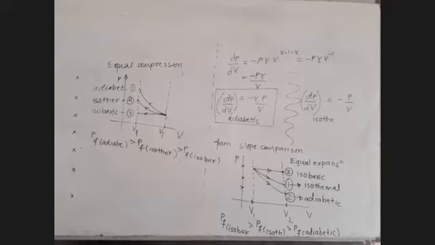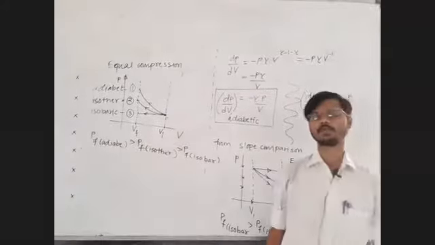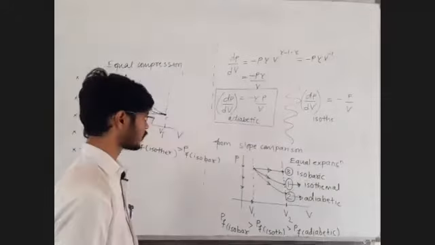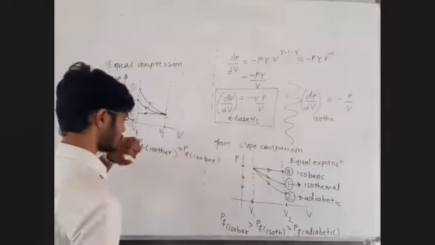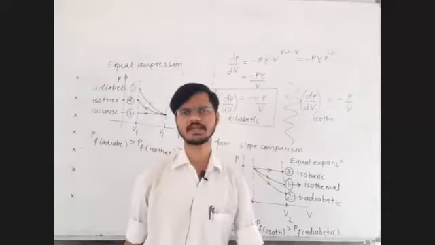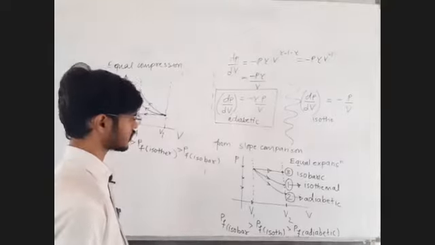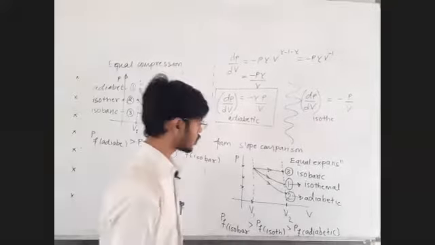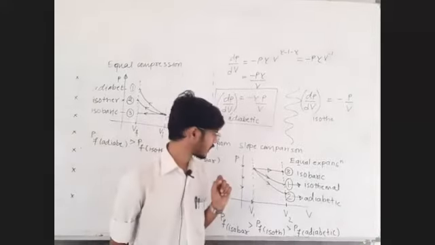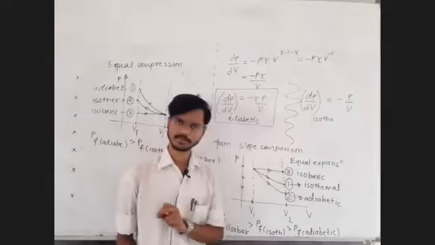Fine, sir. Now next. Now let us try to compare the works. How to compare the works in this graph and in this graph? Sir, work is the area under the pressure volume diagram. So here tell me, which area is more? Area under which curve is more? Isobaric, isothermal or adiabatic?